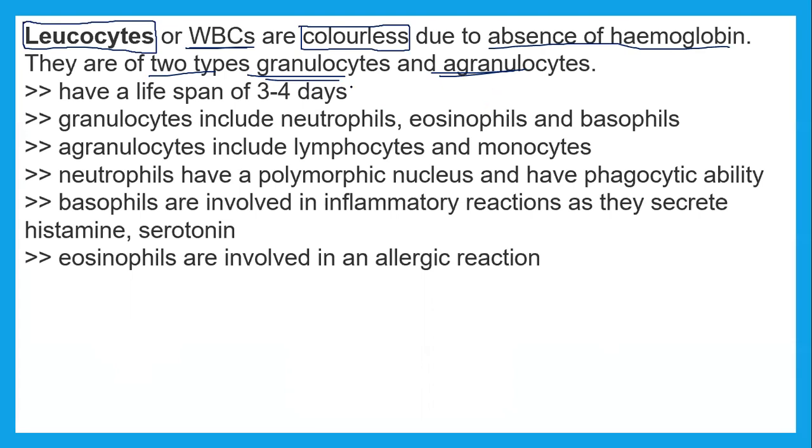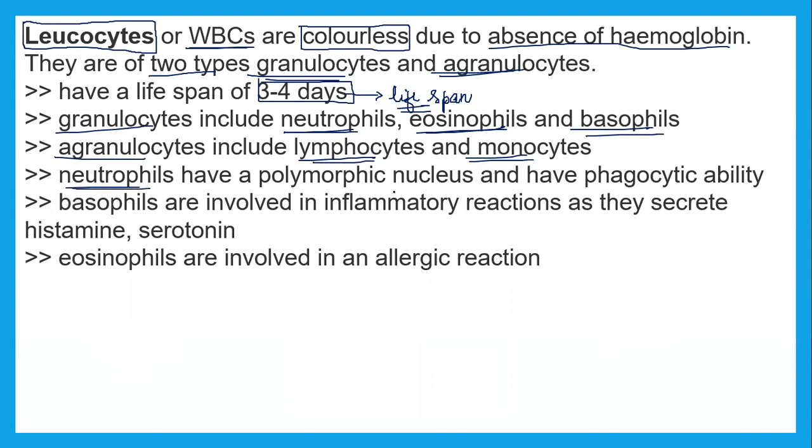The RBC have a lifespan of 120 days. The WBC have a lifespan of 3 to 4 days only. The granulocytes include the neutrophils, eosinophils and the basophils. The agranulocytes include lymphocytes and monocytes. Let's discuss the function of each one of them.